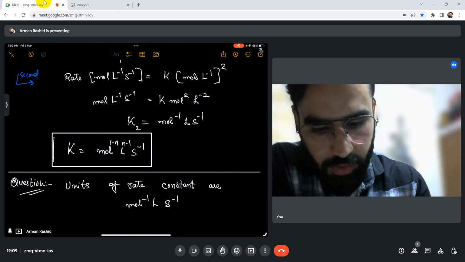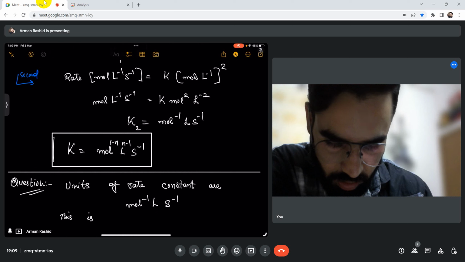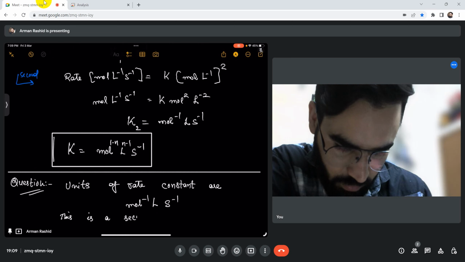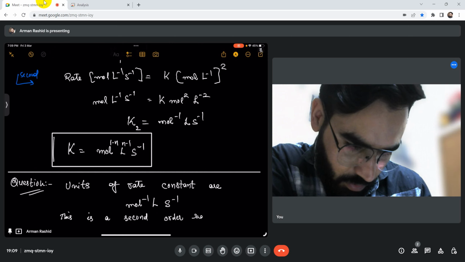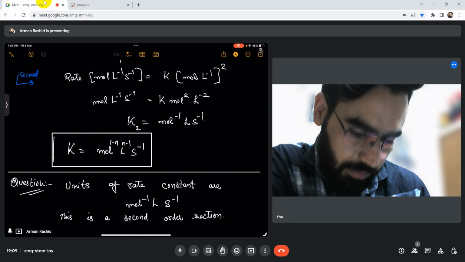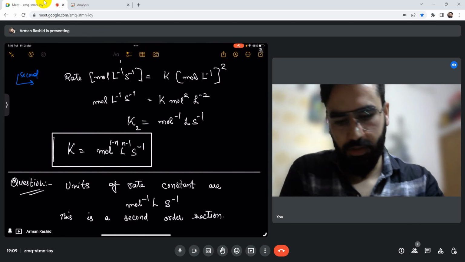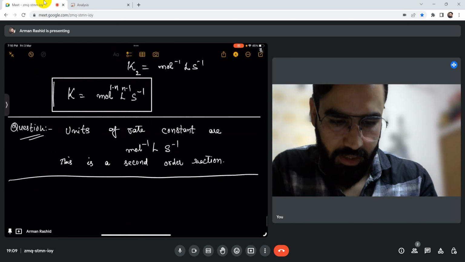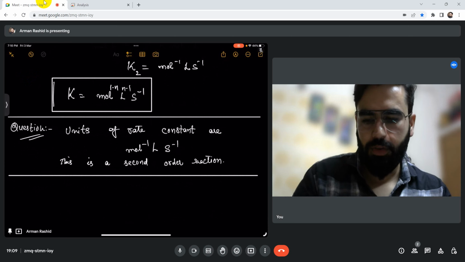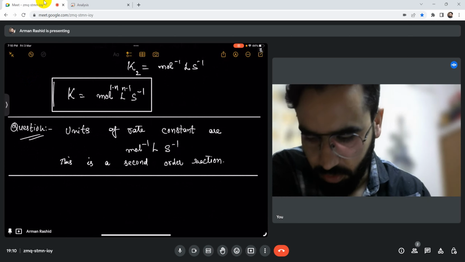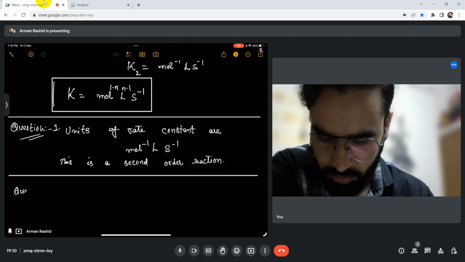Okay, so if we correlate this to this, that means this is a second order reaction. That is very simple. So you have to determine the order of a reaction from the rate constants. Okay, now this was question 1 of the new assignment. Now we'll go to question 2.